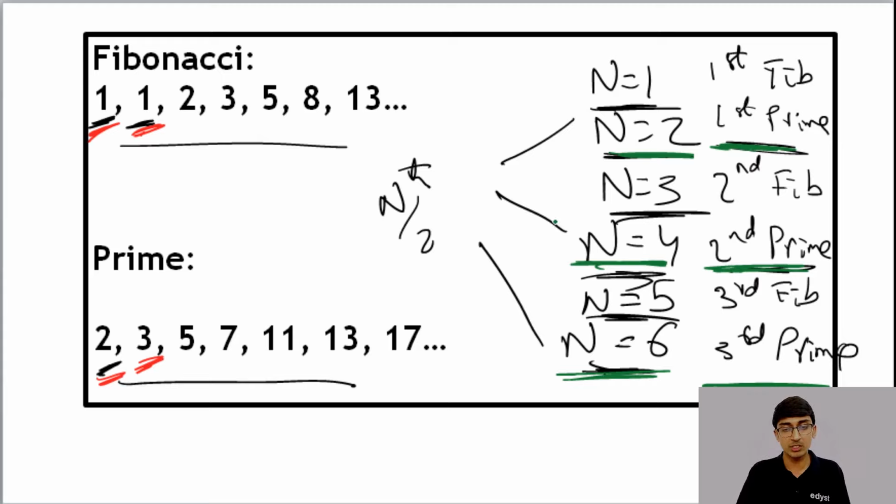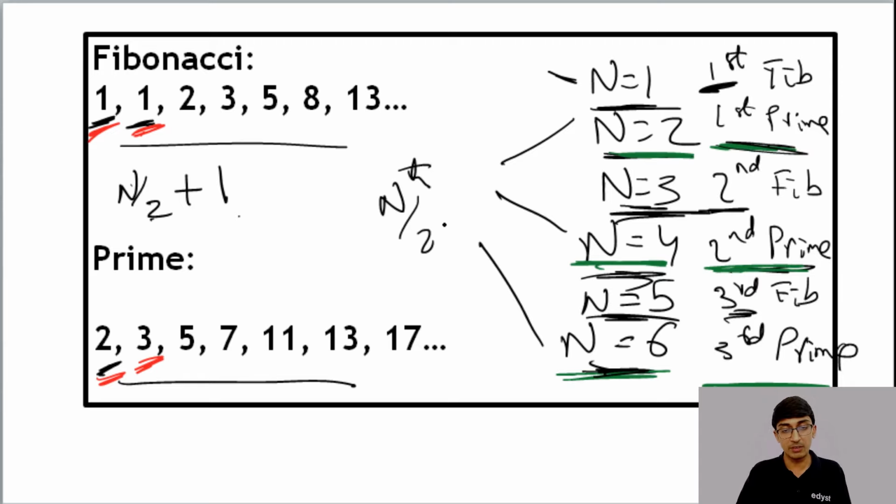Now, judging by this logic, the other one also becomes pretty straightforward. If we have an odd number, then we take n by 2 plus 1. When n is equal to 1, n by 2 plus 1 is equal to 1, so that's the first Fibonacci number. When n is equal to 3, n by 2 is 1, plus 1 is 2, which is the second Fibonacci number. When n is equal to 5, 5 divided by 2 is 2, 2 plus 1 is 3, so we print the third Fibonacci number.